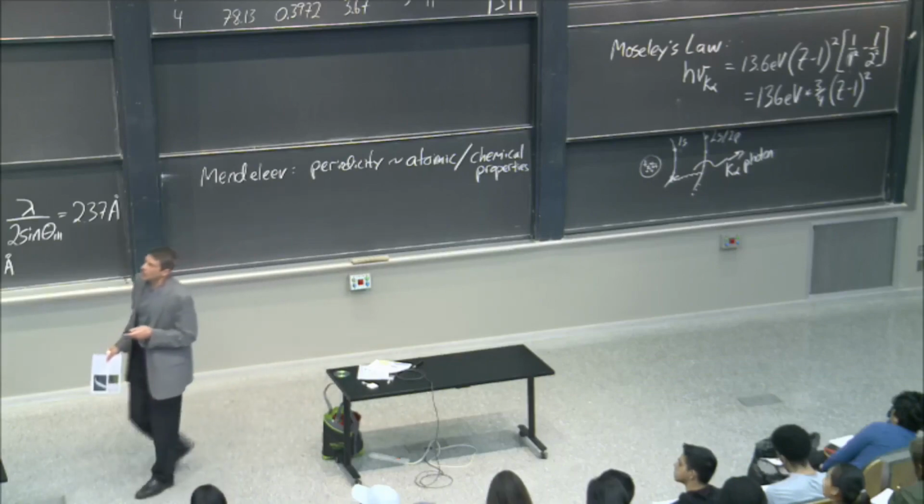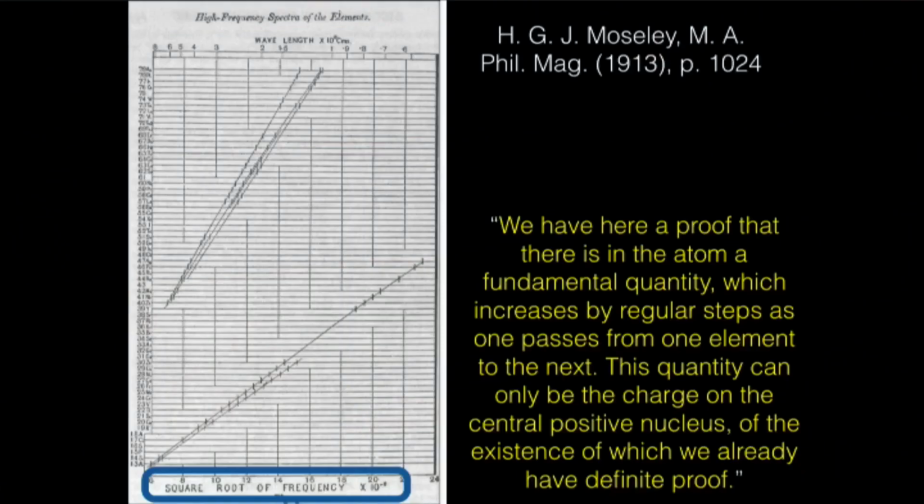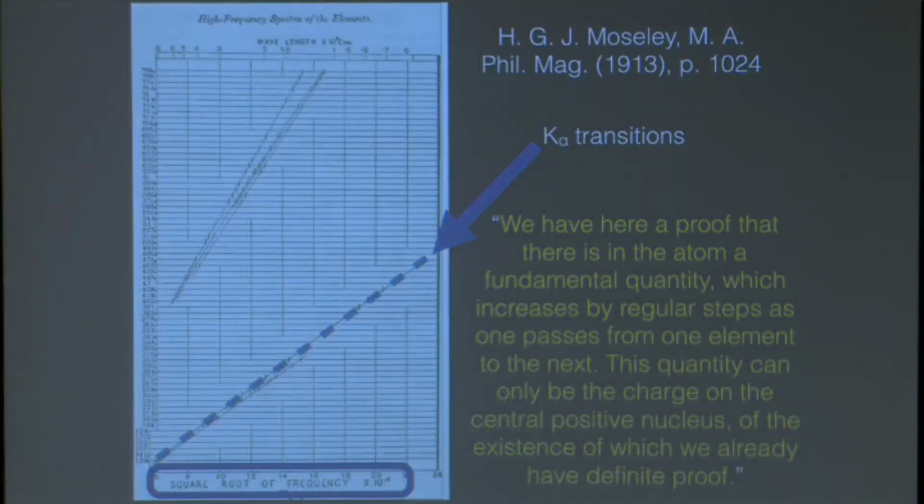Because when you, and you can't read this, don't worry about that, I just want to show you that it is a perfectly straight line. When you plot the K alpha transitions, these are different elements, right? These are his different elements. And if you plot the square root of the frequency versus element, it is a perfect line. That holds.